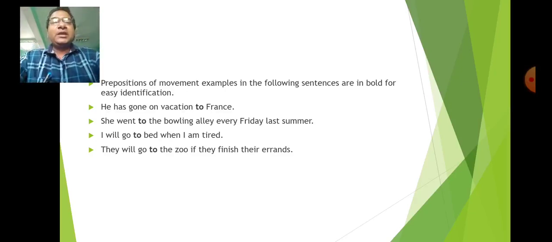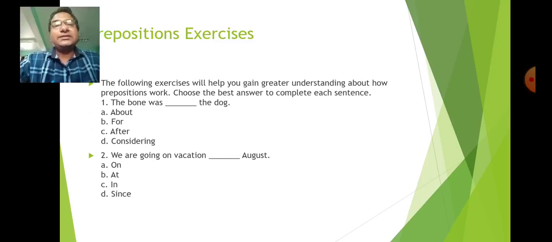For example, he has gone on a vacation to France. She went to the bowling alley every Friday last summer. I will go to bed when I am tired. They will go to the zoo if they finish their errands. These are the highlighted prepositions. They are used in various sentences in various ways. Here are some of the exercises I am sharing.